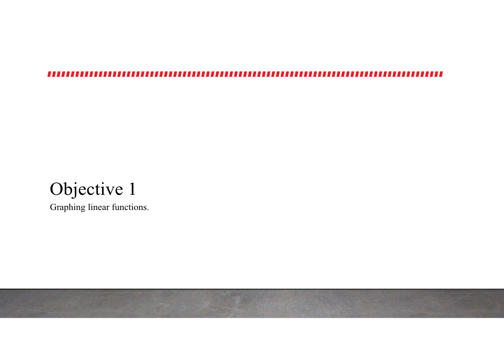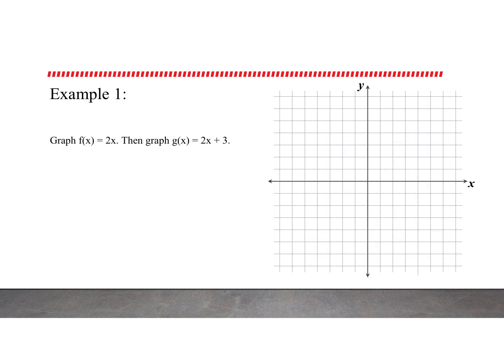So for objective one, graphing linear functions, we're going to start here with example one. We're going to graph two different equations here. We want to graph f of x equals 2x. And then when we're done with that one, we're going to graph g of x equals 2x plus 3. Notice the nice use of function notation here. This is going to keep us nice and organized by knowing that there are two different equations that we're going to graph. So let's start with f of x.